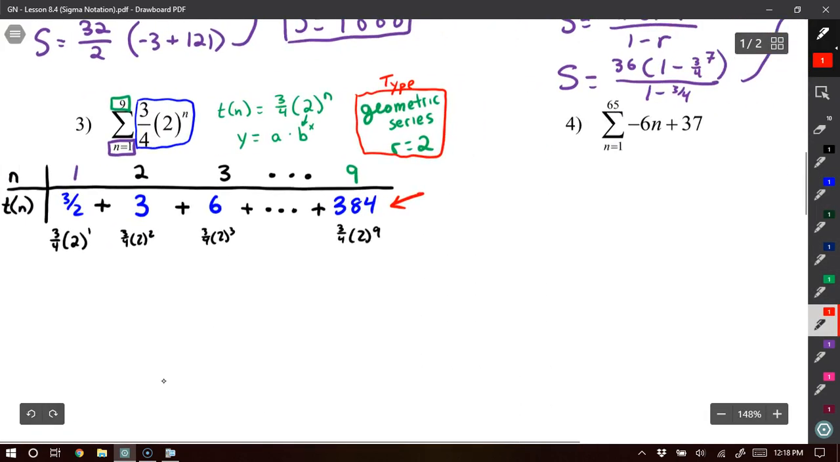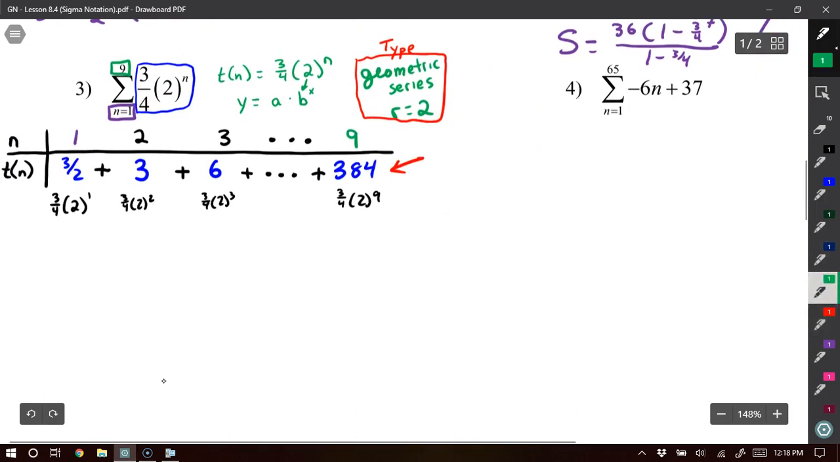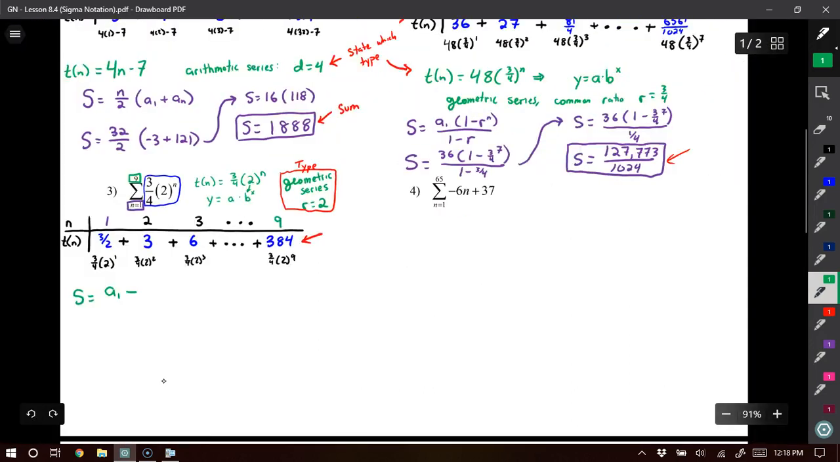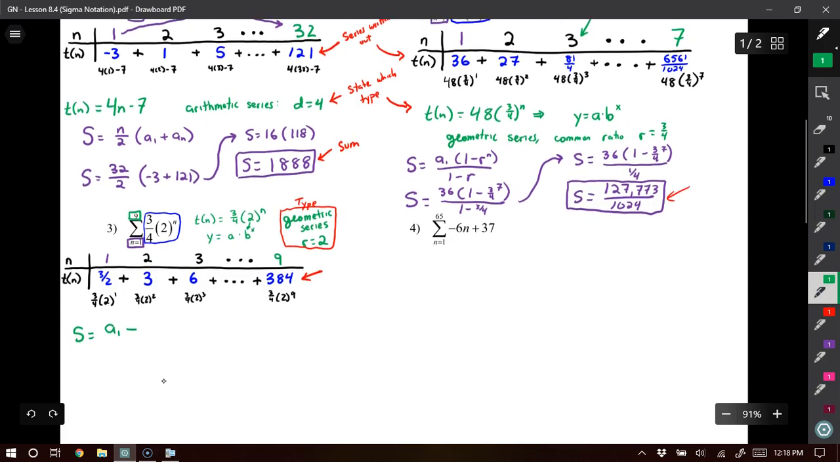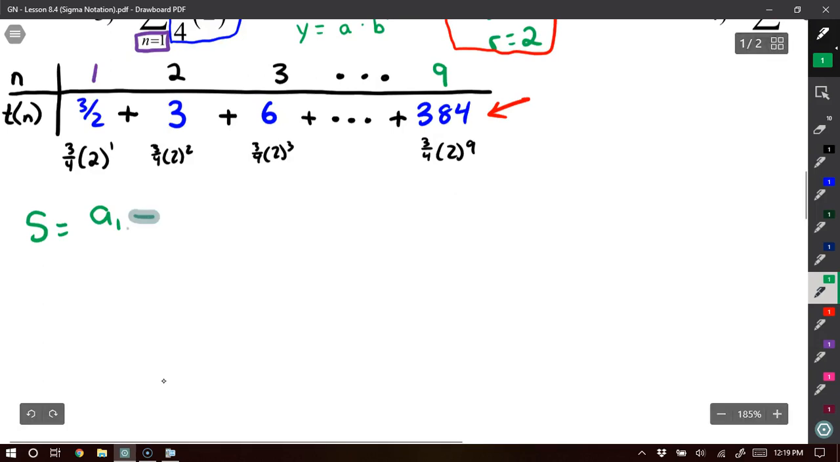The next says to find the sum. Well, I already know that this is a geometric series. And so I can find the sum by using the geometric series formula. Now I'm going to have some fun. There are 2 geometric series formulas for finding the sum. We did the first one up here for number 2. I'm going to do the other one here. And just notice I'll keep the same color coding as we did, that in purple.